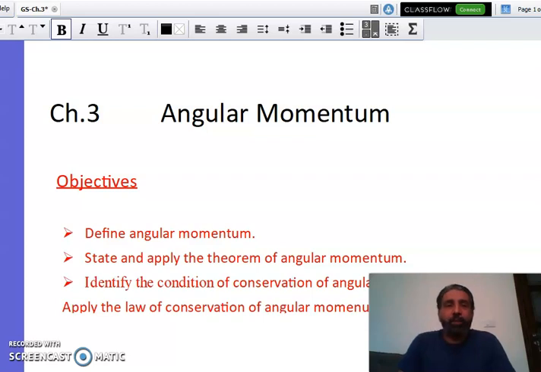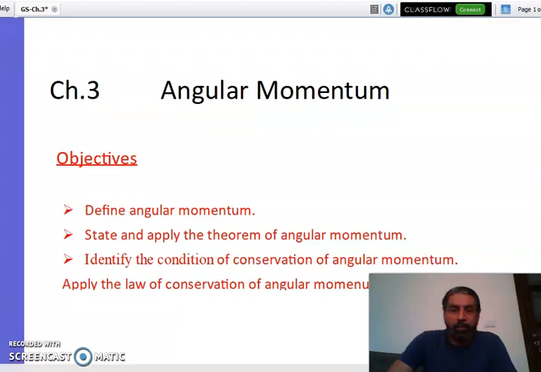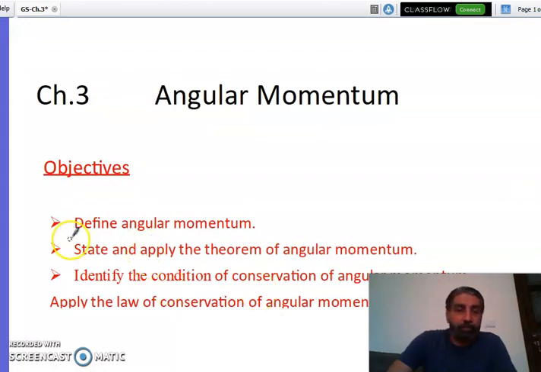In the last two videos about the angular momentum, I explained the concept and the definition of the angular momentum of a particle and of a system of particles, whether this system is rigid or deformable. Now in this video, I'm going to explain the second objective. Here it is: state and apply the theorem of angular momentum. Let's start.